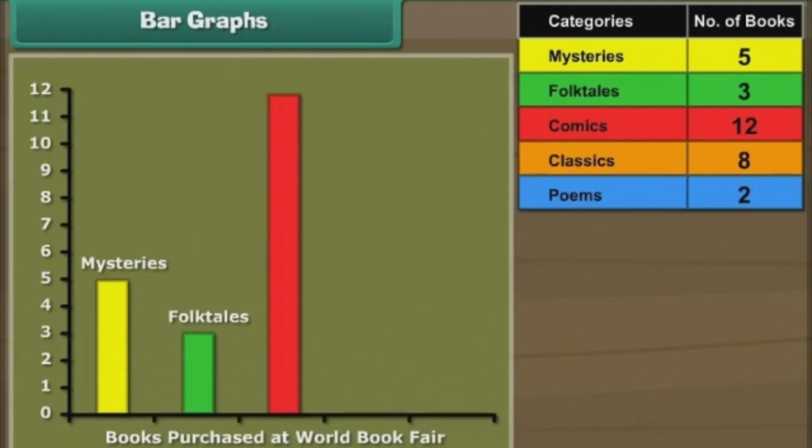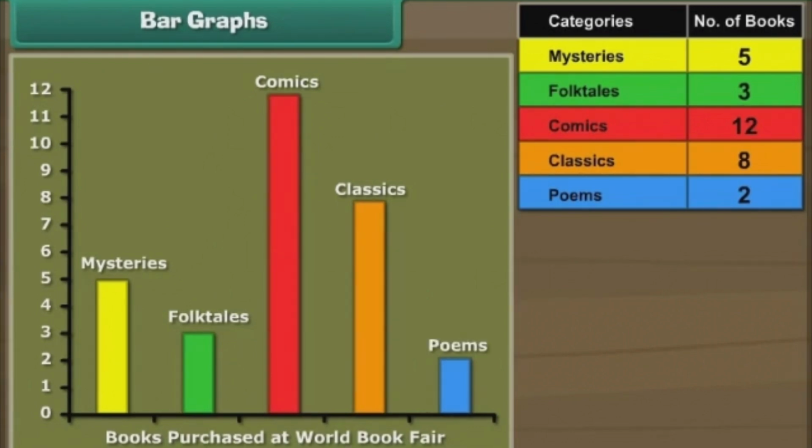Next, we draw a bar 12 centimeters tall to represent comics. We now draw a bar 8 centimeters tall for classics. Last, we draw a bar 2 centimeters tall for poems. The bar graph is ready.